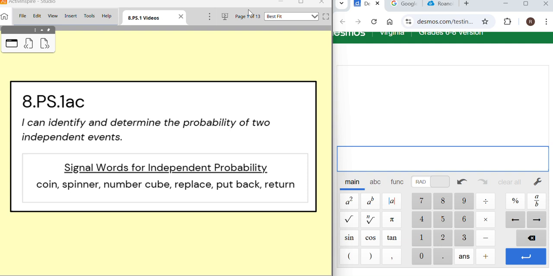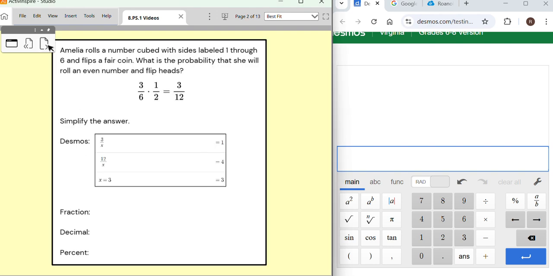Identify and determine the probability of two independent events. Signal words for independent probability are coin, spinner, number cube, replace, put back, or return, because those things mean that the number of opportunities isn't changing. For example, a coin will always have two sides, no matter how many times you flip it. Or a number cube will always have six sides, no matter how many times you roll it.